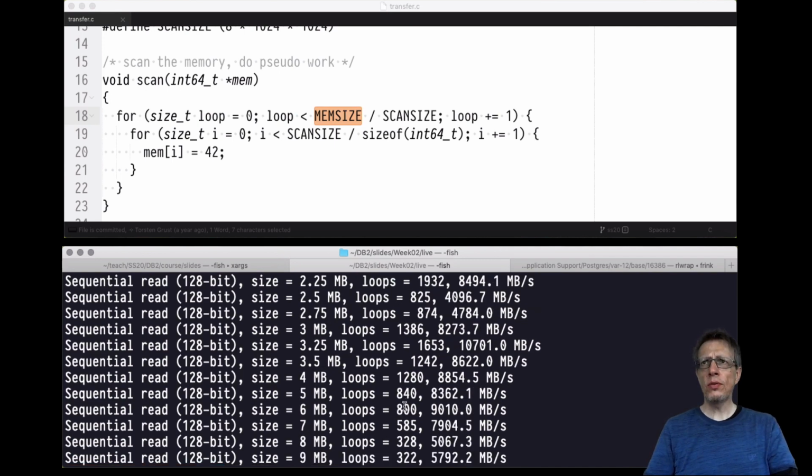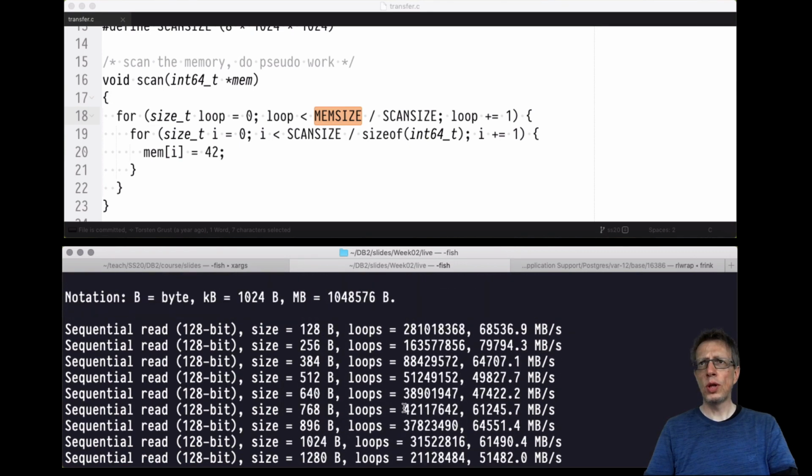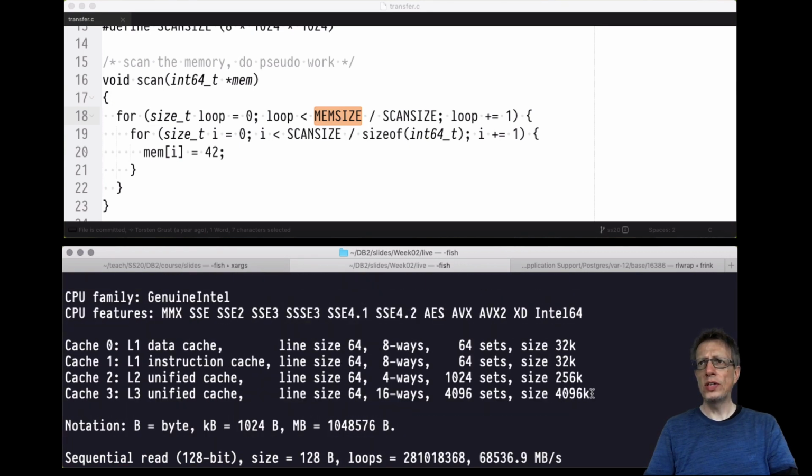So you can see that, first of all, let me scroll up a bit. First of all, you can see these are the cache sizes of this particular computer. And as you can see, the L3 cache, the largest cache, is of size 4 megabytes. We were writing 8 megabytes to DRAM, so we were clearly exceeding L3 cache size. We were really hitting the RAM here at this particular point.